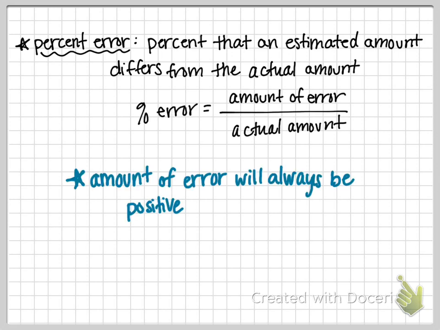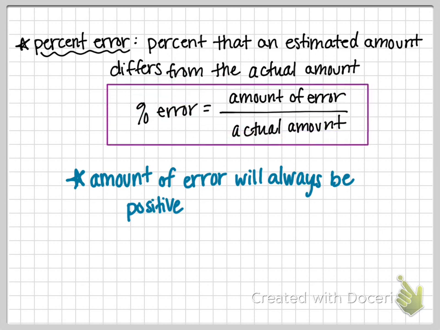I think it'll be easier with the example than me trying to make my own example up. So we find percent error. Let me just highlight this more clearly. Okay, this is how we find percent error. Percent error is the amount of error, so whatever the difference is between the given amount or the estimated amount and the actual amount, so the amount of error over the actual amount. It will be a decimal, and you'll change that decimal to a percent to get the percent error. Amount of error will always be a positive number, so if you get a negative, you need to check your math. We always write percent error as a positive.